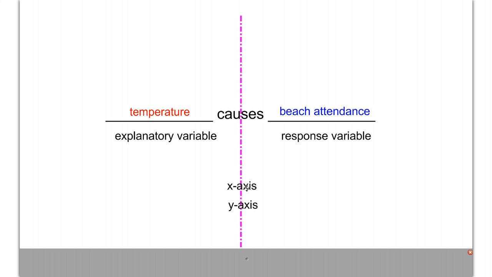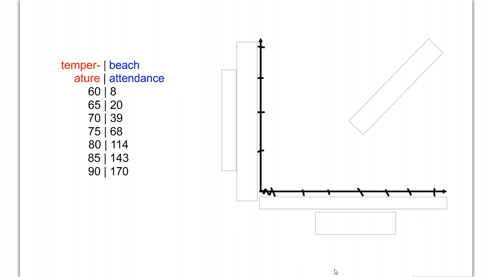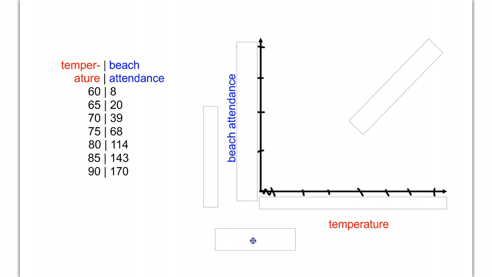The other thing we have is x-axis and y-axis. The explanatory variable goes on the x-axis. The response variable goes on the y-axis, so we can plot those now. We said temperature on the x-axis, and we have beach attendance over here on the y. Here is our data. At 60 degrees, we have 8 people at the beach, 65, 20, and so forth. So this is the data that we've collected.